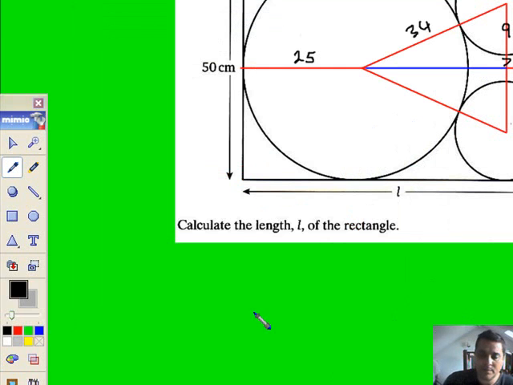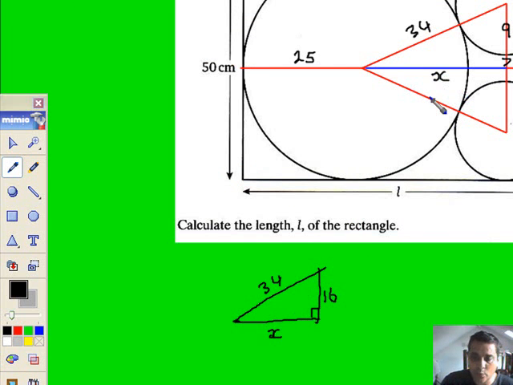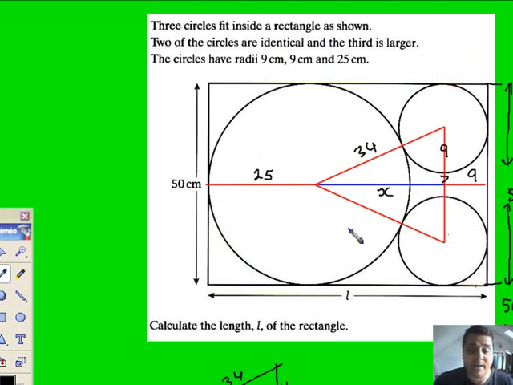So here I go. I'm going to redraw my triangle like so. This is the tricky part. 34, let's call this line X, and I've established eventually that this right angle triangle has a height of 16, and this is my blue line, which we're going to call X. And the length of my rectangle will be 25 plus my X, which I'm about to work out, plus that little line across there. And then I've got my answers.